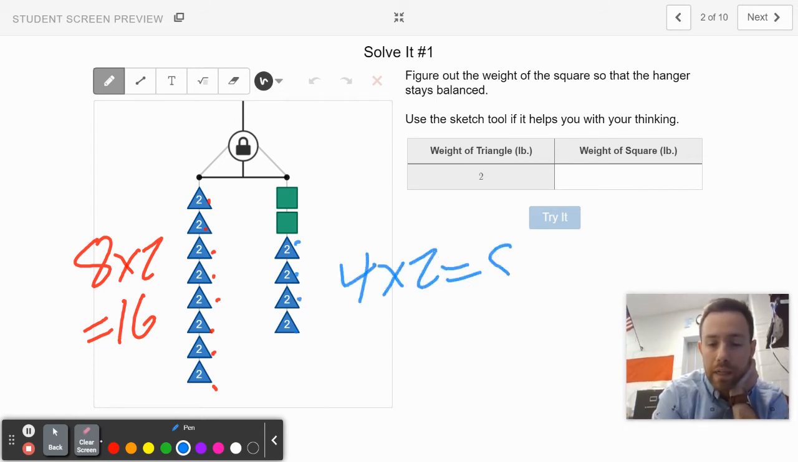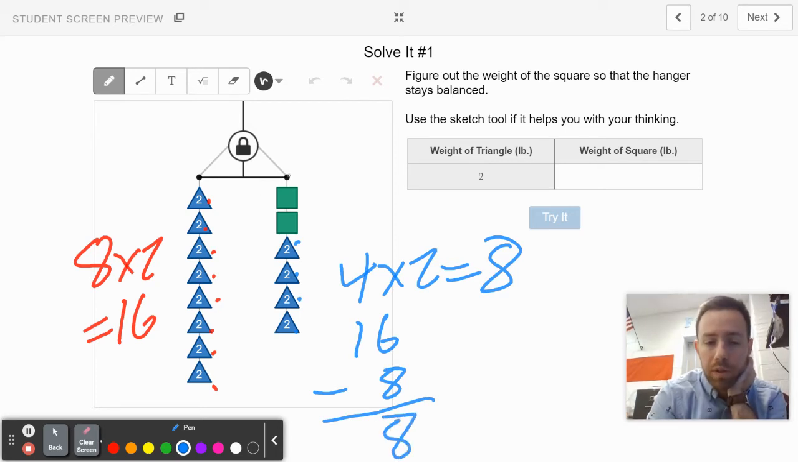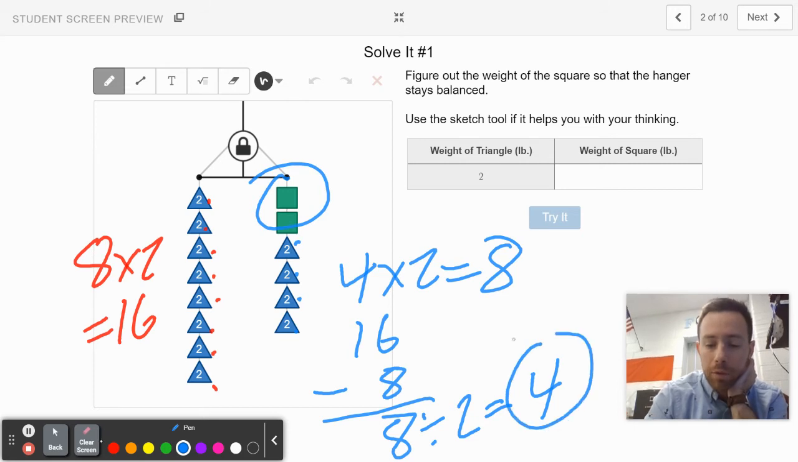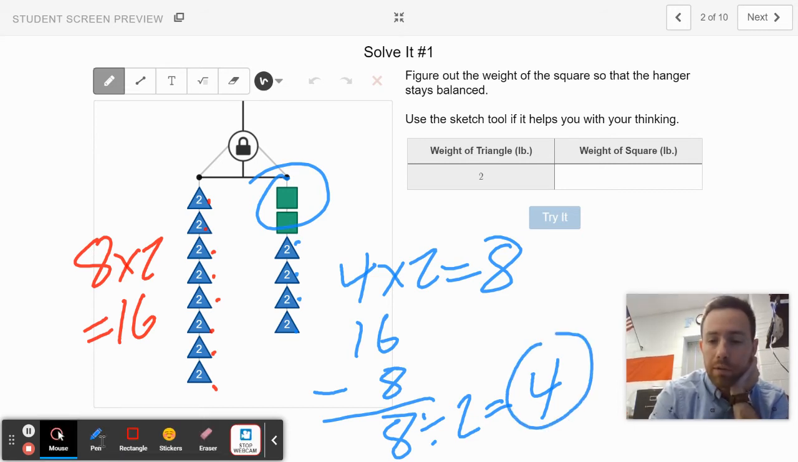4 times 2 is 8. So I knew that if the whole thing was supposed to weigh 16, and I already had 8 units taken up, I knew I had 8 units left to cover between these 2 squares. The thing is, there's 2 squares, so I split the 8 that I had left over in half to figure out what one of them would be worth. And I determined that the weight of one square would need to be 4 there for that one.